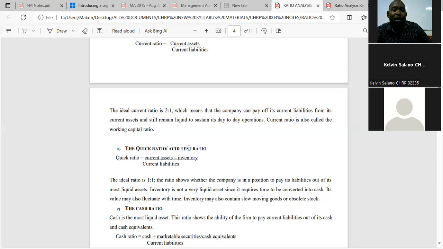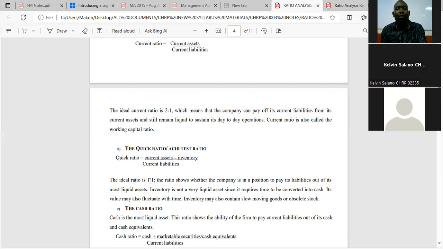They argue that you will have some inventory items that can stay as inventory for more than a year. Therefore, they don't qualify to be called current assets. So for the quick ratio, we subtract the figure for the inventory from the current assets to get the real current assets, those that are going to be in the business for less than a year. Then we divide by the current liabilities. So it is actually the current ratio, but in the current assets, we deduct the inventory value, and then we divide that. The ideal ratio here is 1:1.